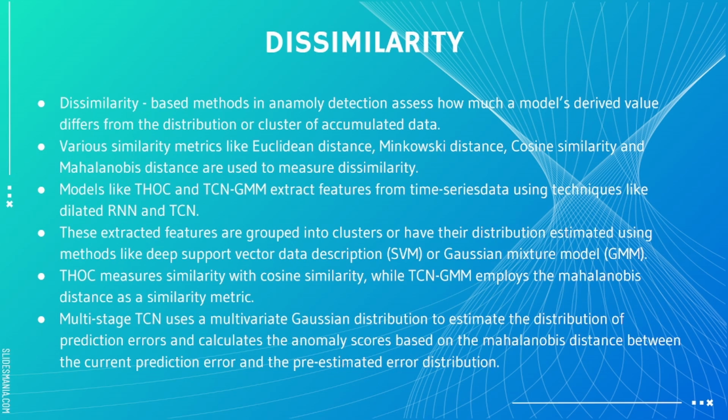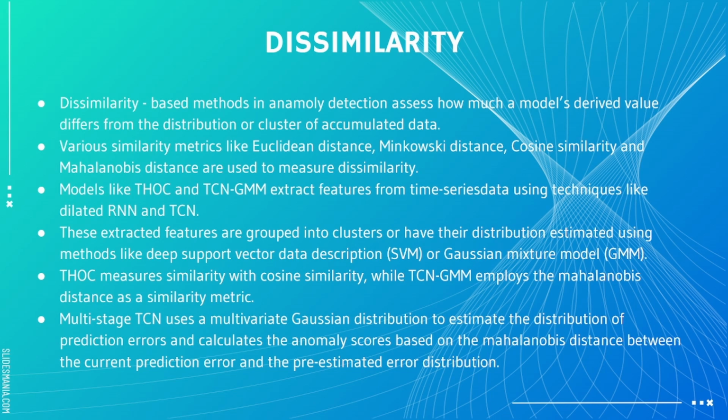Dissimilarity-based methods in anomaly detection assess how much a model's derived value differs from the distributional cluster of accumulated data. Various similarity metrics like Euclidean distance, Minkowski distance, cosine similarity, and Mahalanobis distance are used to measure dissimilarity. Models like THOC and TCN-GMM extract features from time series data using techniques like dilated RNN and TCN. These extracted features are grouped into clusters or have the distribution estimated using methods like deep support vector data description, that is support vector machines, or Gaussian mixture model, GMM. THOC measures similarity with cosine similarity, while TCN-GMM employs the Mahalanobis distance as a similarity metric.